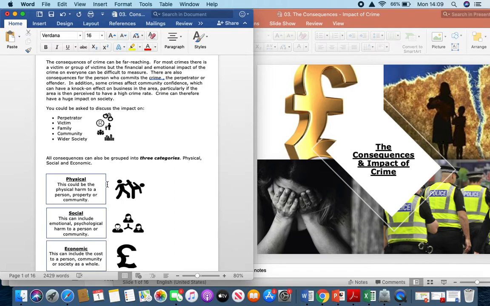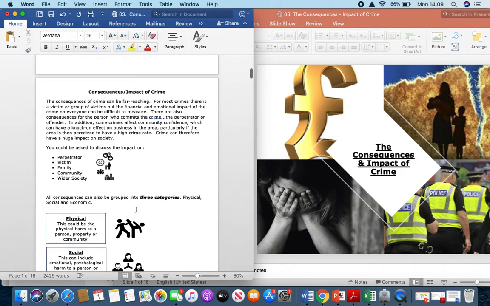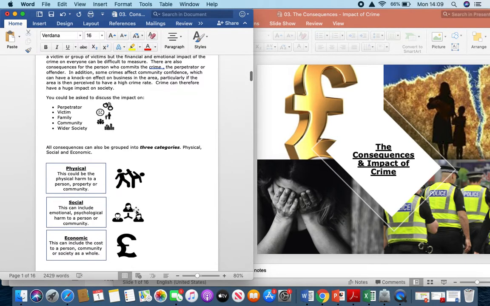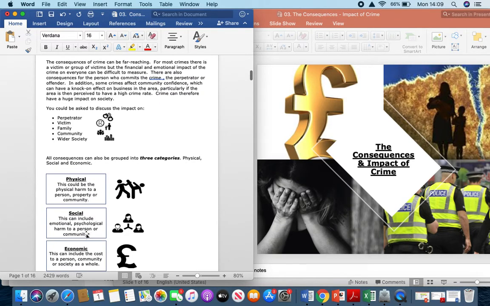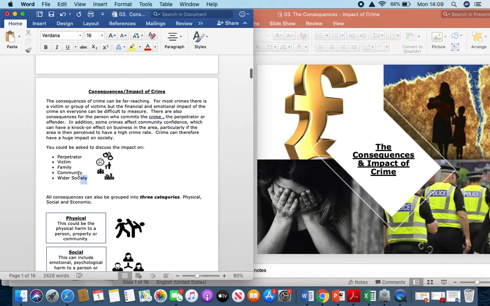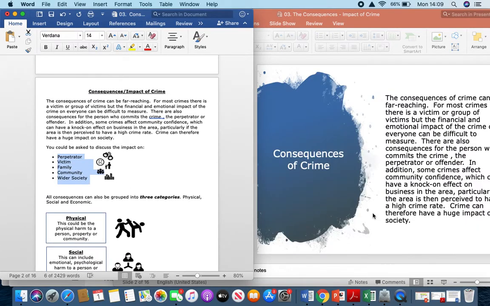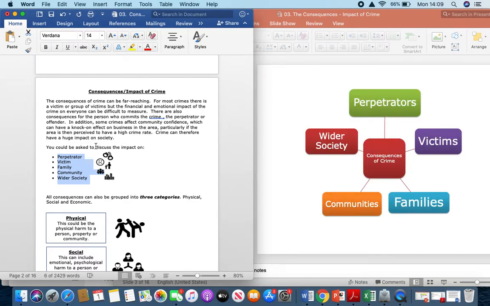That was interesting. Anyways, so when you go through, there's 3 categories that we're talking about as far as consequences. You're looking at physical, social, and economic. Now, the people who can be impacted are these guys. So the perpetrators are the people who are committing the crime. The victims, well, that's pretty straightforward. The family is twofold. It could be the family of the perpetrator, the person committing the crime, or the family of the victim, who are impacted.